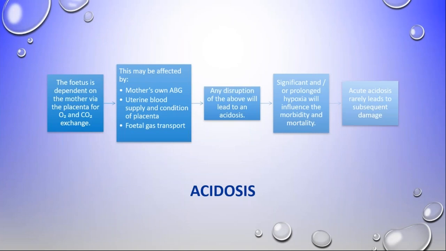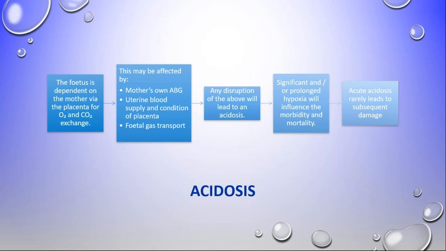So let's talk acidosis. You remember we discussed the whole idea that the baby sends its oxygen-poor blood via the umbilical arteries to the placenta, and there's an exchange there that happens. But there are actually three places where it can go wrong: with the mother, with the placenta, and with the baby. So the fetus is dependent on the mother via the placenta for oxygen and CO2 exchange till the minute that baby is born. This may be affected by the mother's own blood gas.